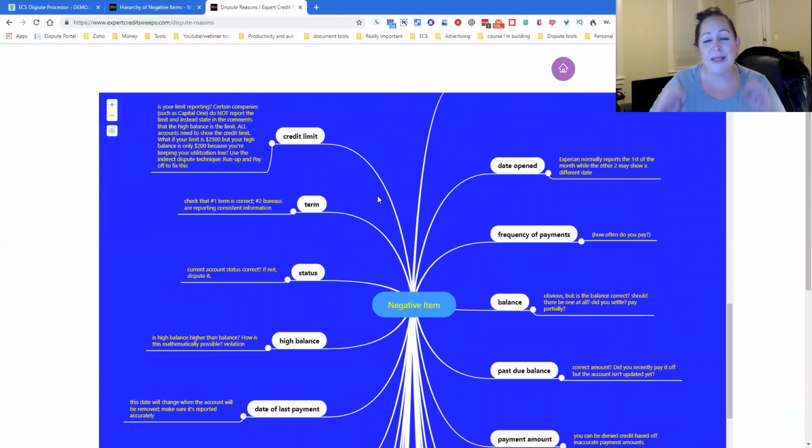So stop limiting yourself, okay? Stop limiting yourself and start thinking about the reasons that the account doesn't belong on your credit report. And when you start thinking about it this way, your brain is going to start understanding the way that these things should actually be disputed.